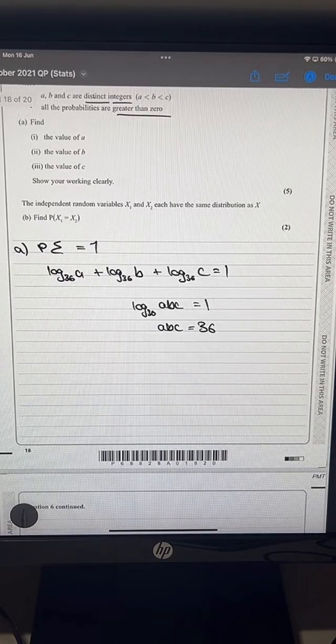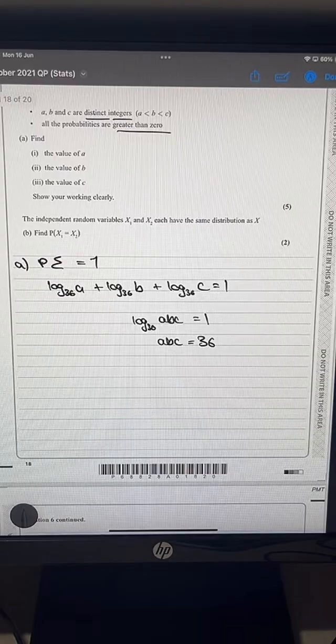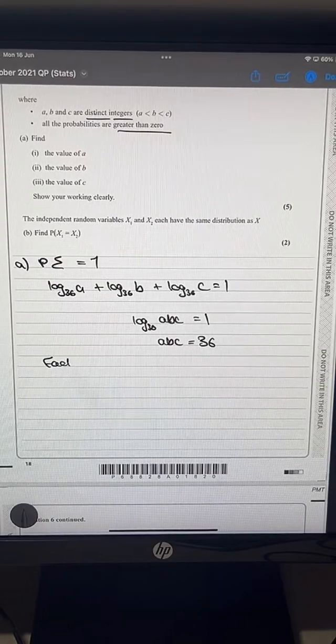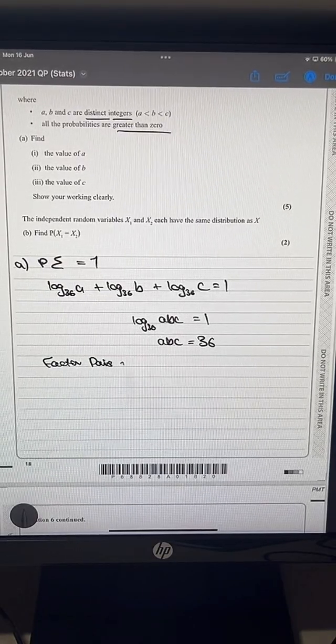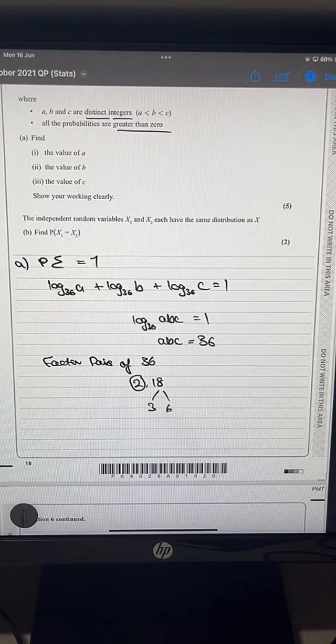Awesome. I've got abc is 36, and now I need to solve what a, b, and c are, and you can do a bit of guesswork, or you could logic it through. So I need factor pairs of 36, and then I'm going to try and split up one of those factors into another, right? I'm going to say 2 times 18. That's my go-to one, all right? So 2 is a prime factor. 18 can be split into 3 and 6.